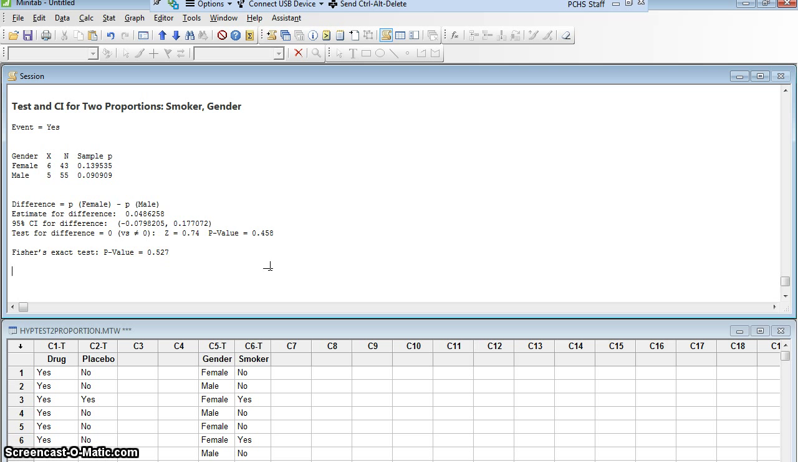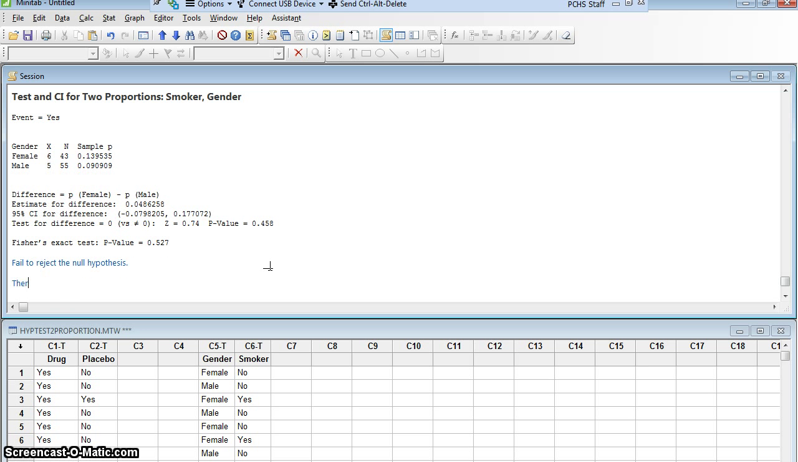Either way, we're going to fail to reject the null hypothesis. The p is high, the null can fly. I fail to reject the null hypothesis. So there is not enough evidence, and if you wanted to say at 95% confidence, that's fine, to reject the claim that the proportion of females who smoke is the same as the proportion of males who smoke.